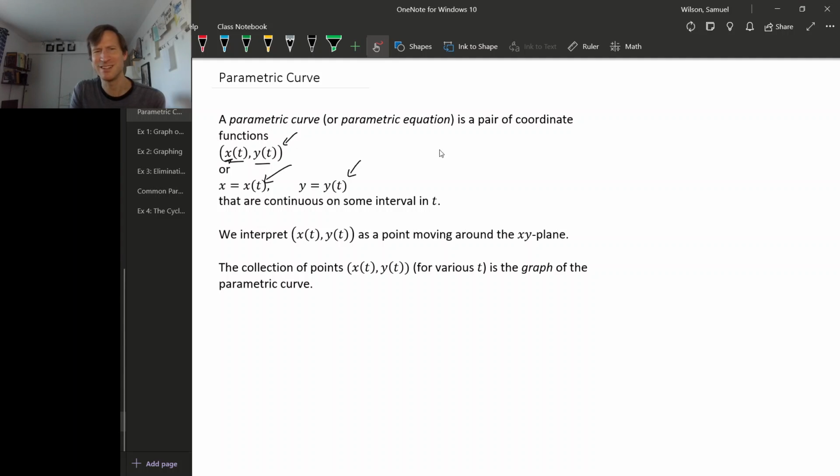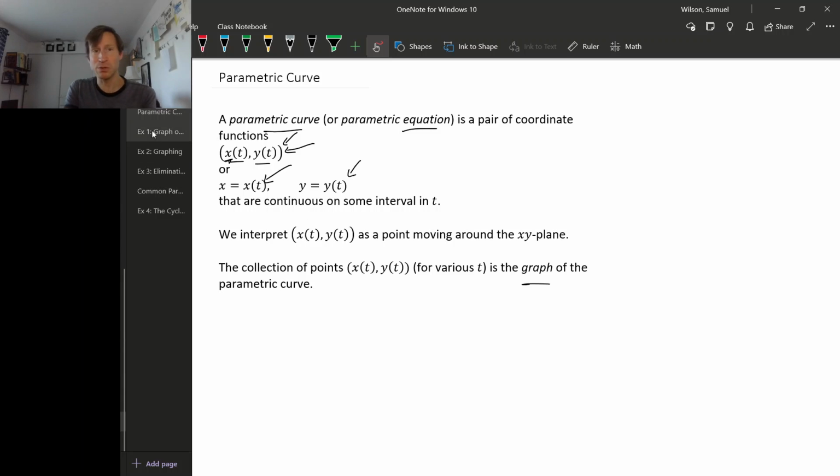Some people draw the distinction between these functions, which they call the parametric equations, and the curve that they trace out, which they call the parametric curve. For me, the distinction isn't so important. But the curve that these things trace out we'll call the graph of the parametric curve.